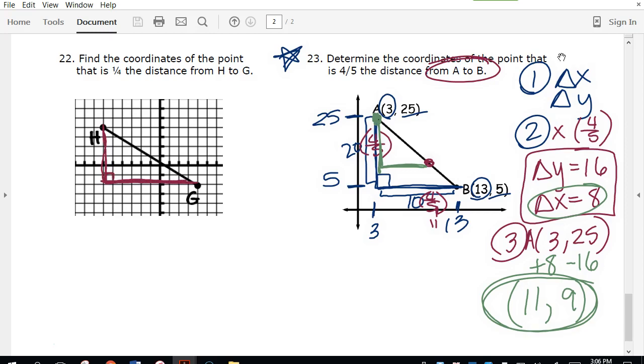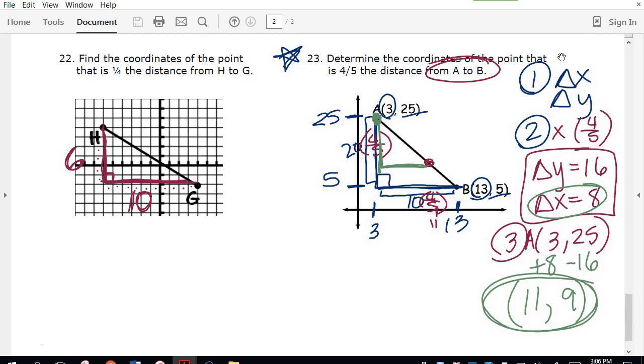Draw a right triangle, 22, awesome. What's our fraction here? 1/4. So it's not 4/5, it's 1/4. Let's find delta x and delta y. This is going to be so much faster. Delta x, 1, 2, 3, 4, 5, 6, 7, 8, 9, 10. Just put a 10 down. Delta x is 10. Delta y, 1, 2, 3, 4, 5, 6.